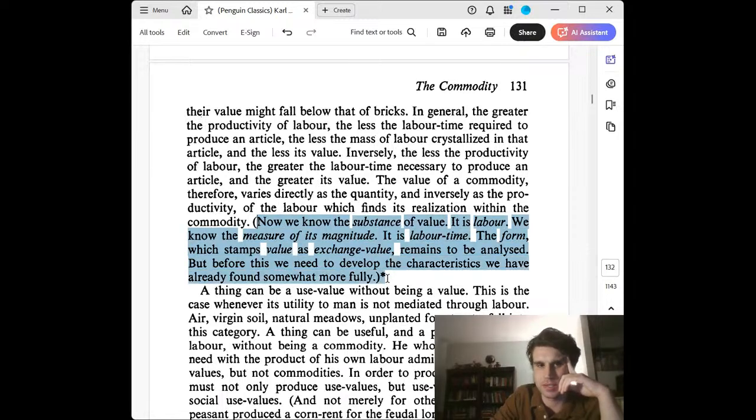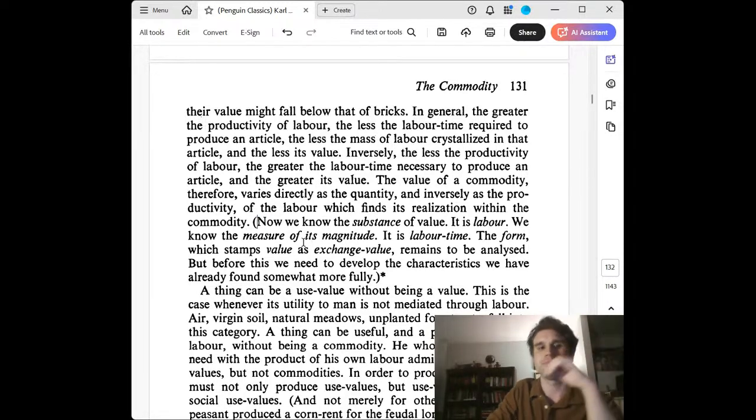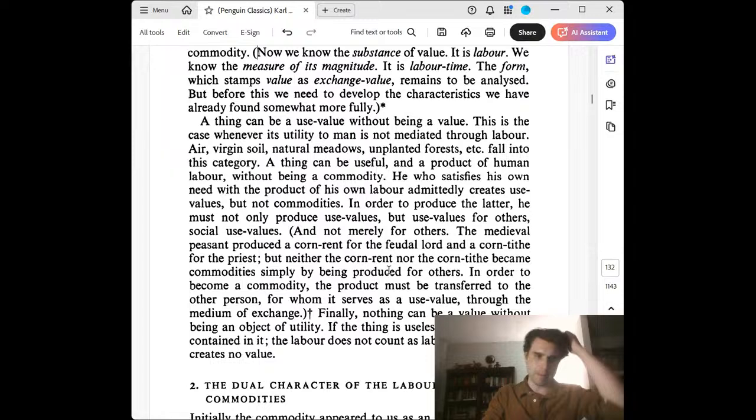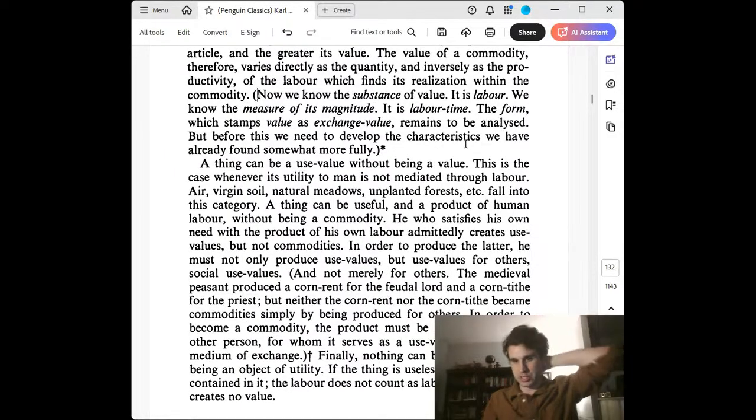Now, this was deleted in the later editions, but it's in the first edition of Capital. Now we know the substance of value, it is labor. We know the measure of its magnitude, it is labor time. The form which stamps value as exchange value remains to be analyzed. But before this, we needed to develop the characteristics we have already found somewhat more fully. So we're going to get to exchange value and things like this.